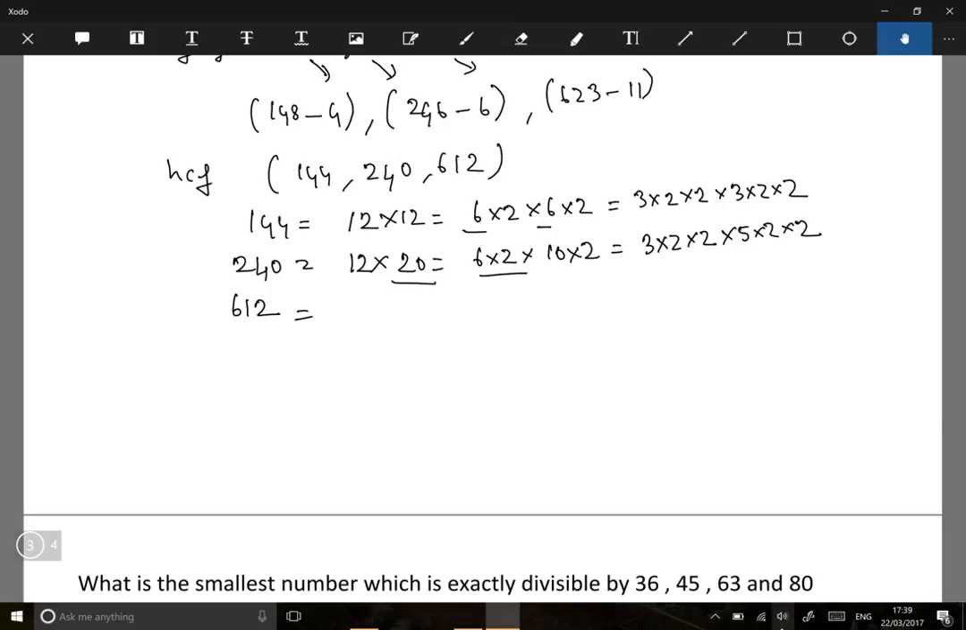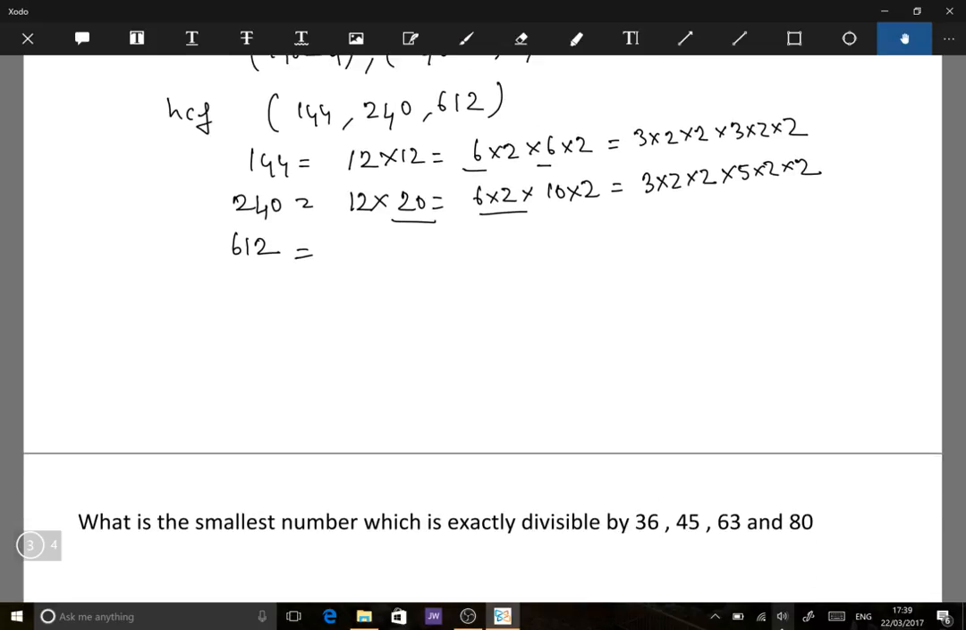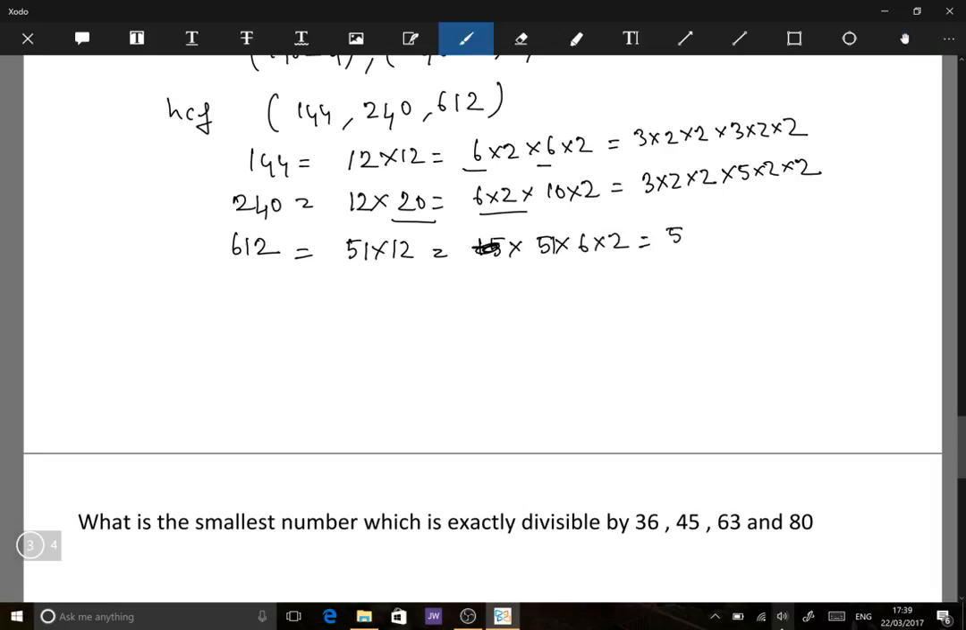You have to know the simple multiplication. So 612 divided by 12, what is 612 divided by 12? Since 12 is occurring in the first two terms also, it is nothing but 51 into 12. Is there any other way that you can reduce this 51? I don't think so, so let it be 51. 51 into 12 is 51 into 6 into 2, which is 51 into 3 into 2 into 2.